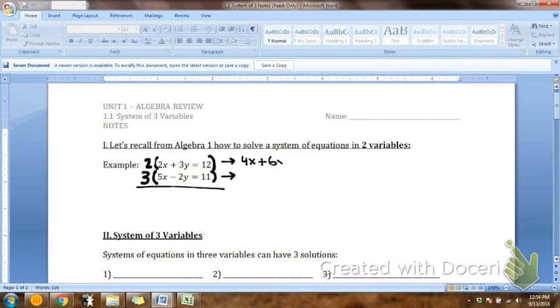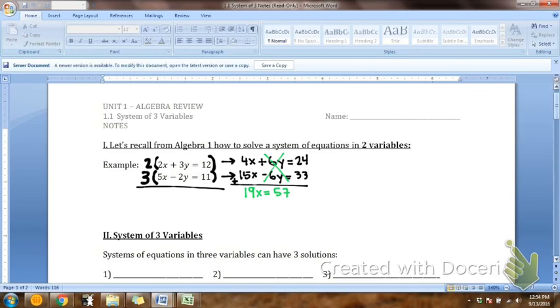All right, so let's multiply our 2 through the top row, and we get 4x plus 6y equals 24. And when I multiply a 3 through on the bottom, I get 15x minus 6y equals 33. Okay, then we're going to add the two rows together. So go ahead and add the two rows together. So I should get 19x equals 57, because these cancel out.